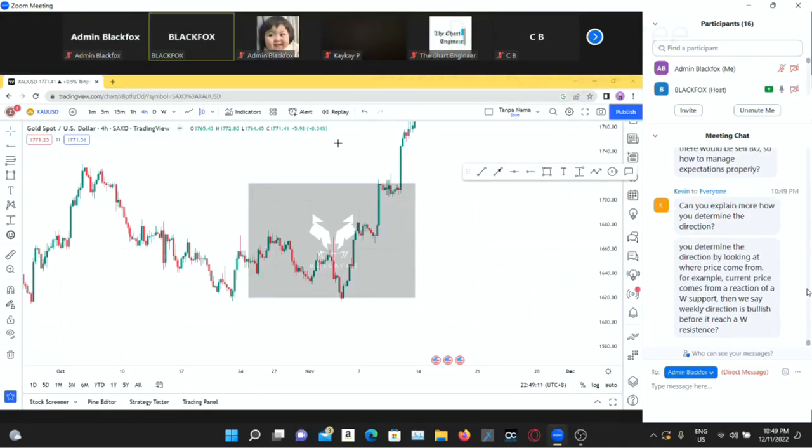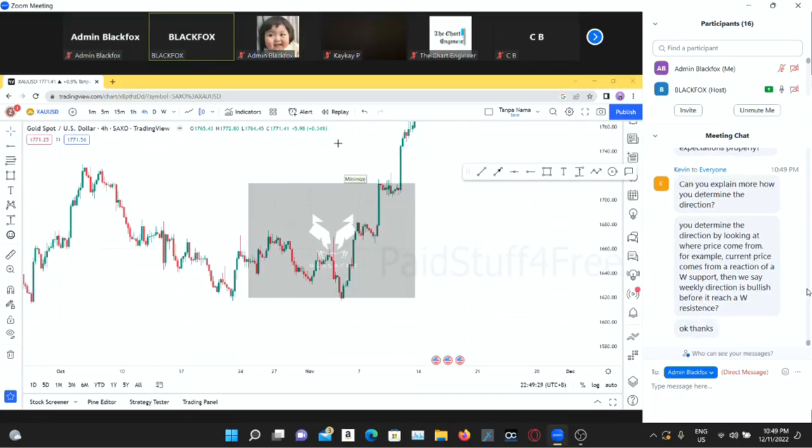You determine the direction by looking at where the price comes from. Yeah, for example, if the current price comes from a weekly support, then we say the weekly direction is bullish before it. Yeah, that's true. Okay. Any question, guys?